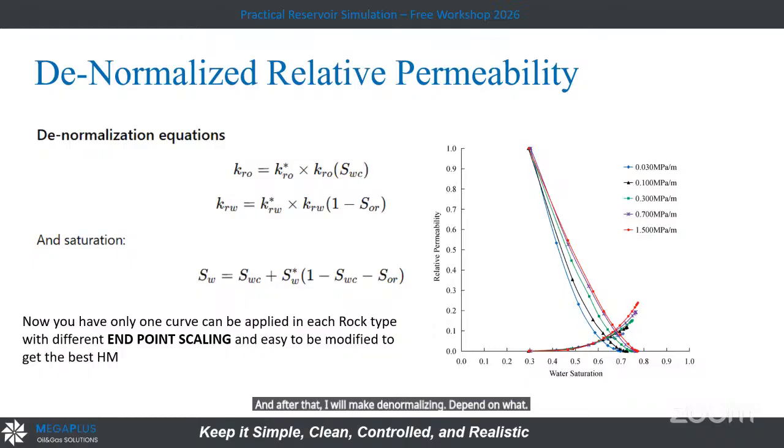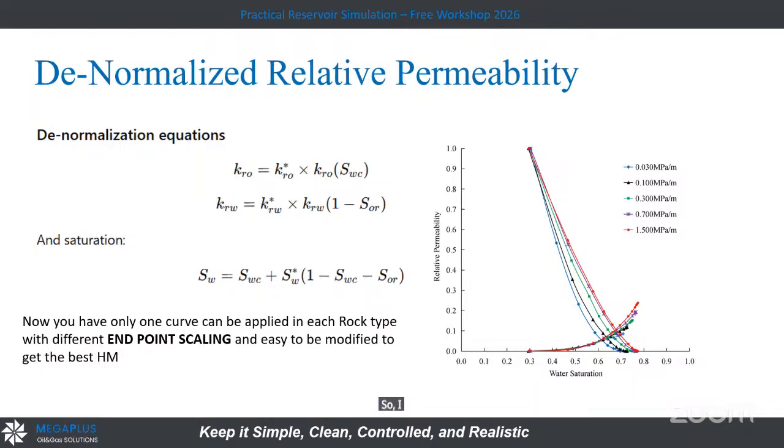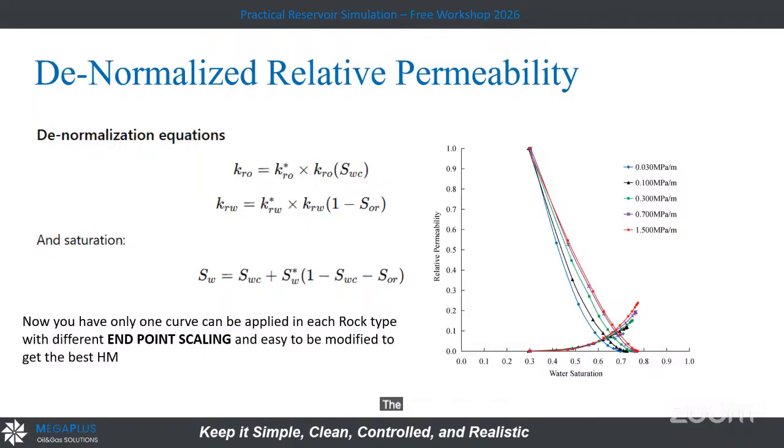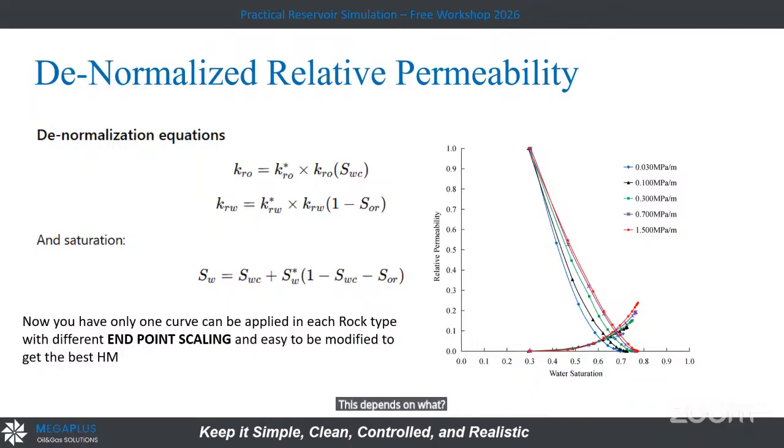Depending on what? I will insert the endpoint scales manually in my model. As an example, I have a rock type of carbonates. Carbonates are known to be possibly mixed wettability, neutral wettability, water wet or oil wet. So I know that in this rock type, depending on the marine depositional environment, it has a lot of calcium, so the wettability is different. So the residual oil saturation, the relative permeability and the connate water saturation will be different. So I will insert this, depending on the original relative permeability curves done in the lab.